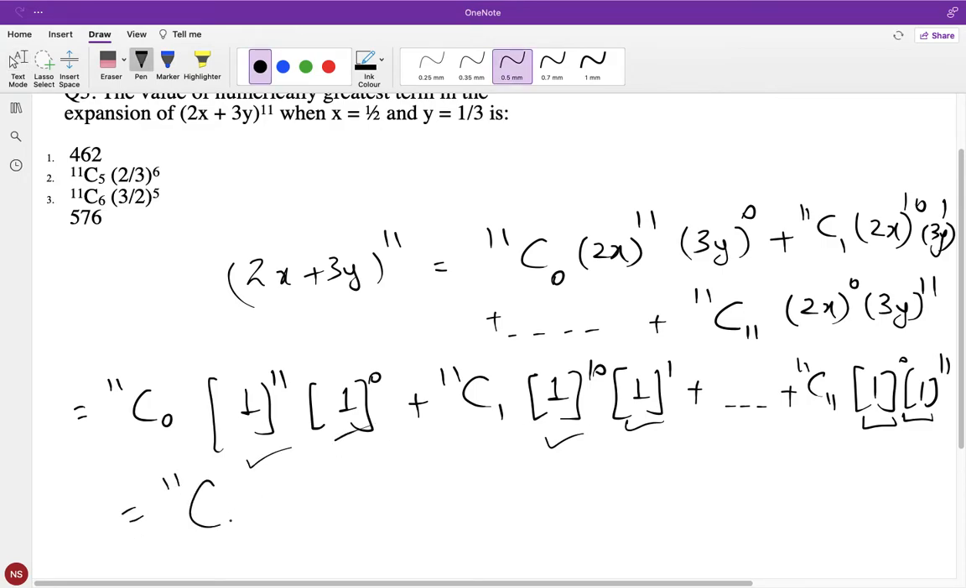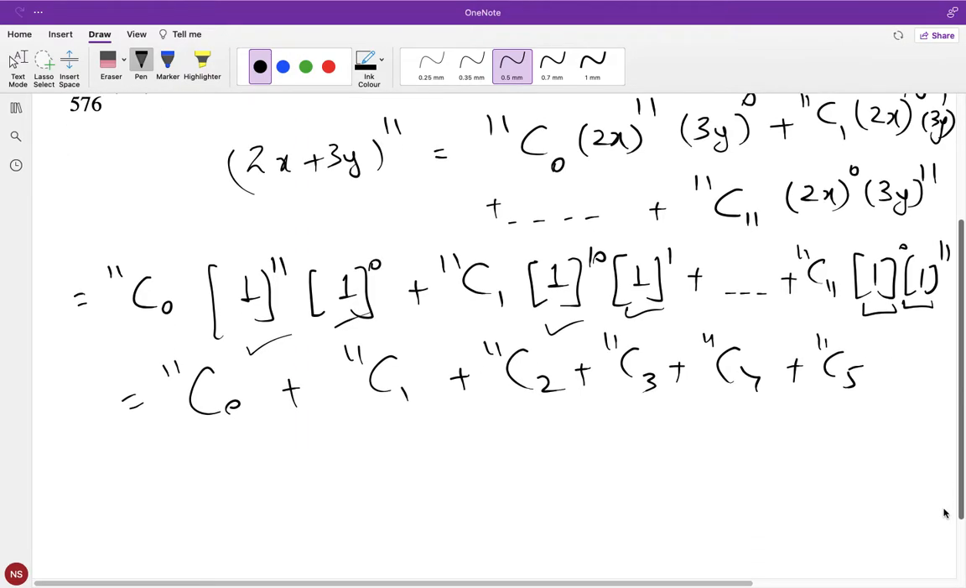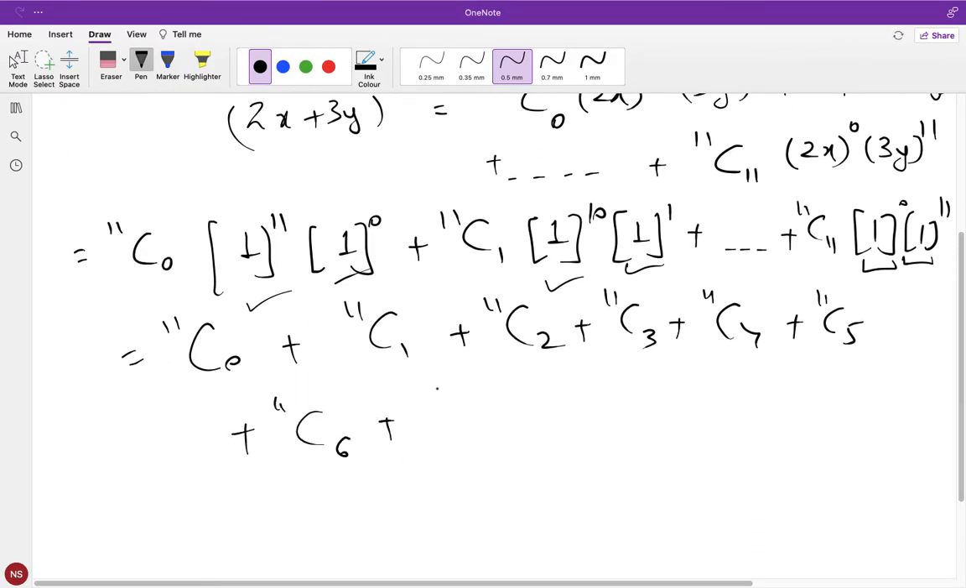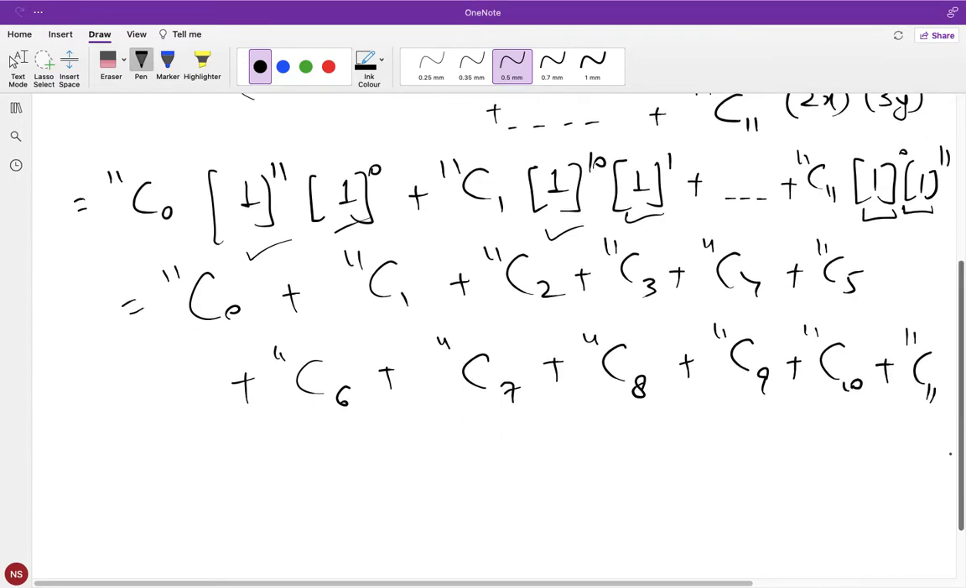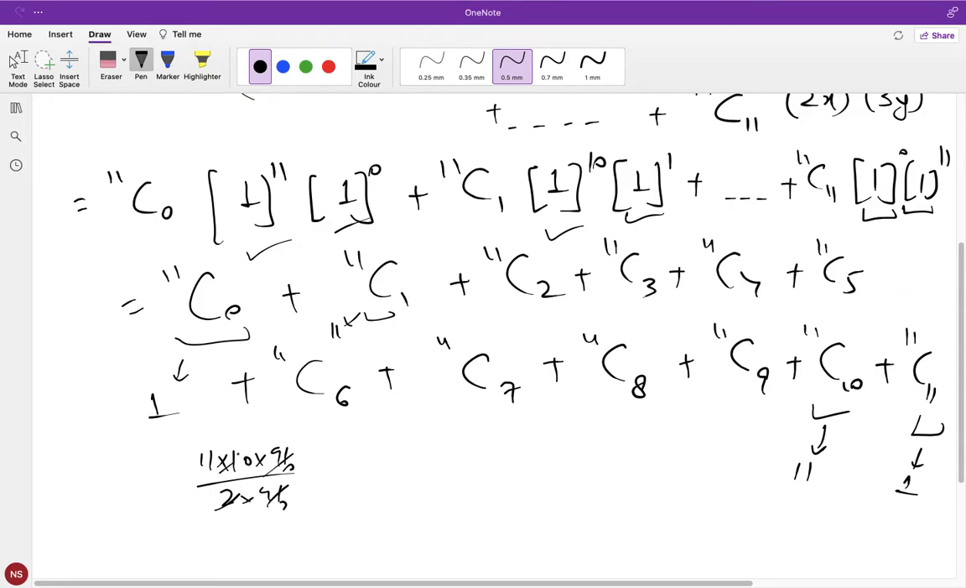So for this condition, x is half and y is 1 by 3, the expansion is just this. 11c2, 11c3, 11c4, 11c5, 11c6, 11c7, 11c8, 11c9, 11c10, 11c11. Now we know that this is 1, this is 1, this is what? This is 11, this is also 11. This is what? 11 times 10 times 9 factorial by 2 into 9 factorial. So this is 55. This is also 55.